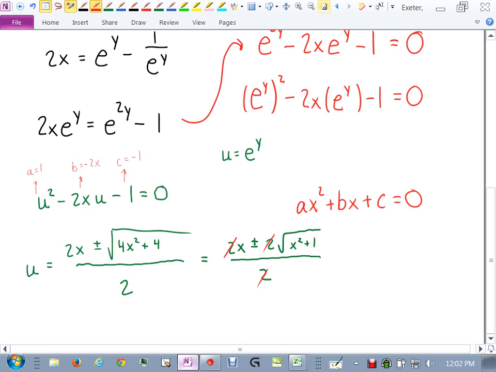Next page, here it comes. I am at the point right now where u is equal to x plus or minus square root of x squared plus 1, right? But what was u? It was e to the y, wasn't it?